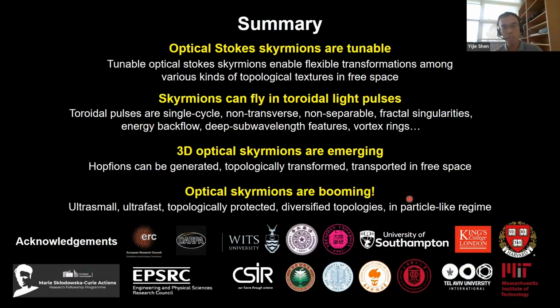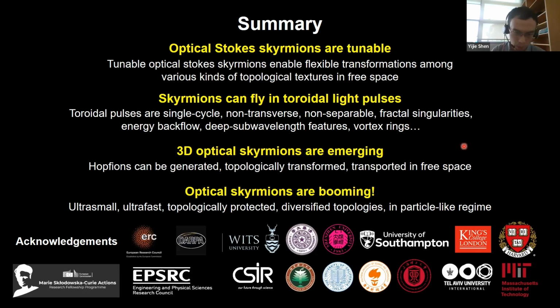I introduced three kinds of free space skyrmion. The first one is the Stokes skyrmion with topological transformation, digitally controlled, and with topological protection property. And the second one is a flying skyrmion that can exist in toroidal light pulse with non-transverse, separable, fractal singularity, deep sub-wavelength feature, and many physical properties to be explored. And the skyrmion can be shaped not only studied in 2D, but also 3D, and even high dimensional quasiparticles to be explored in the future.